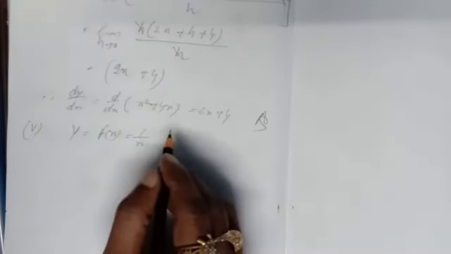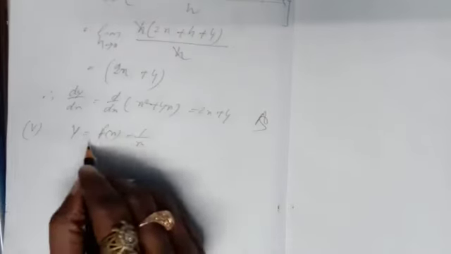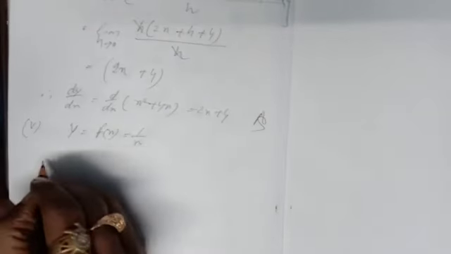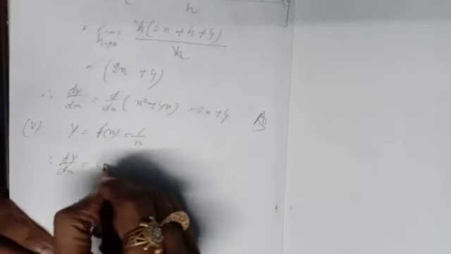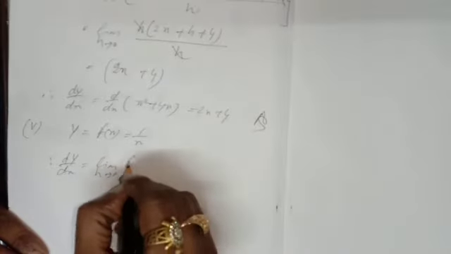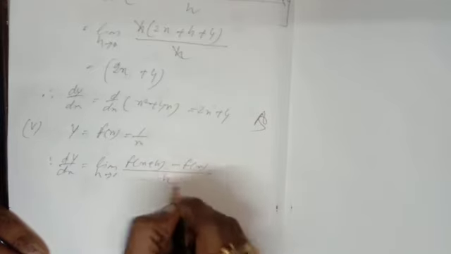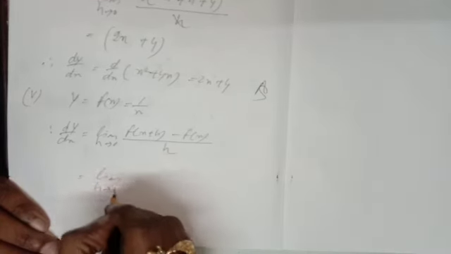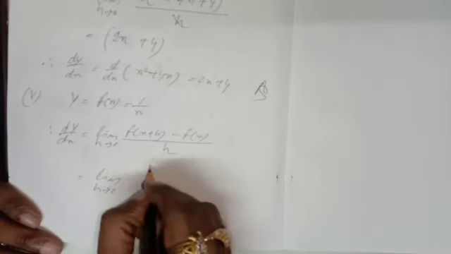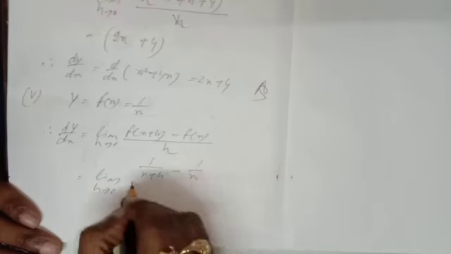Next part, fifth part. y is equal to f of x, that is given as 1 by x. You have to find out the derivative. Therefore, dy by dx is equal to limit h tends to 0 of f of x plus h minus f of x by h. What is the value of f of x plus h? This will be 1 by x plus h minus f of x, that is 1 by x, all by h. Just take LCM and simplify.